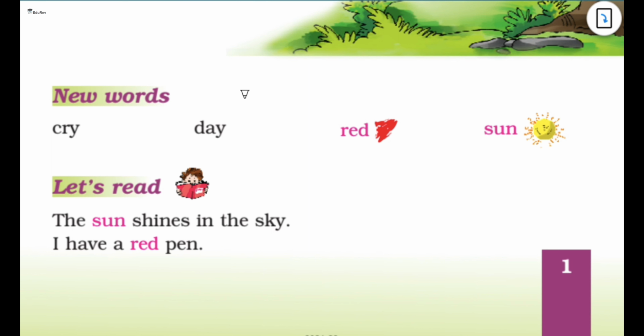Next is day. Day is what? Day is a noun. Next is red. Red is what? It's a color. That is the red color. Whereas what is sun? We all know what the sun is, right? So it's also a noun.